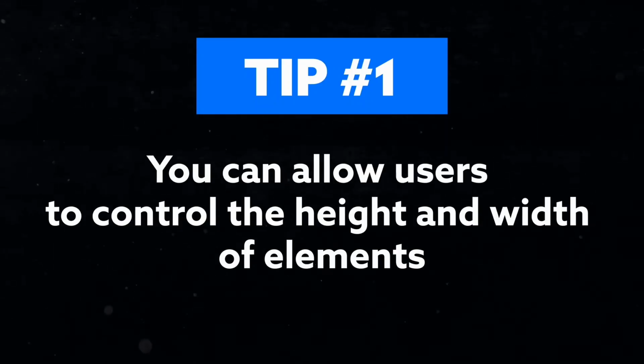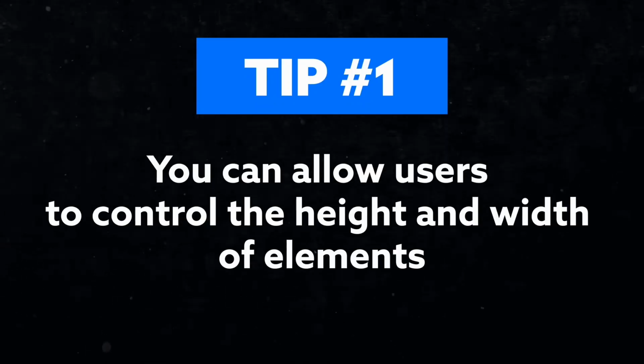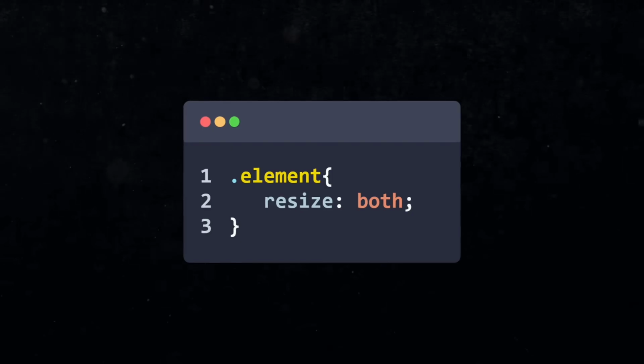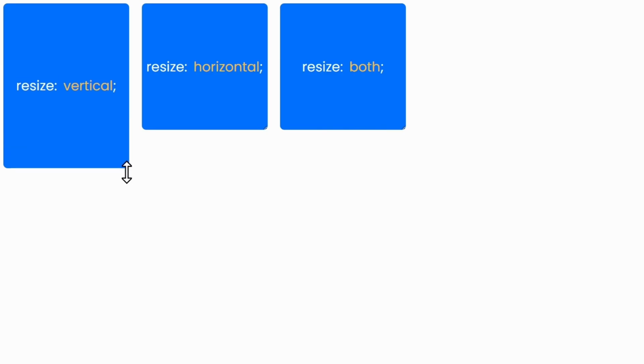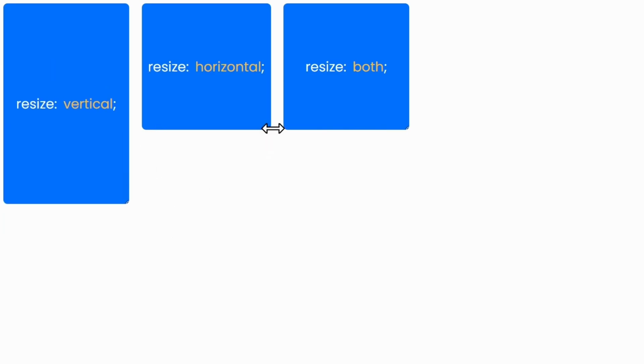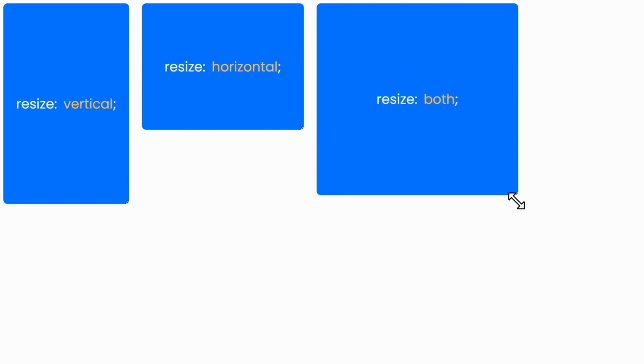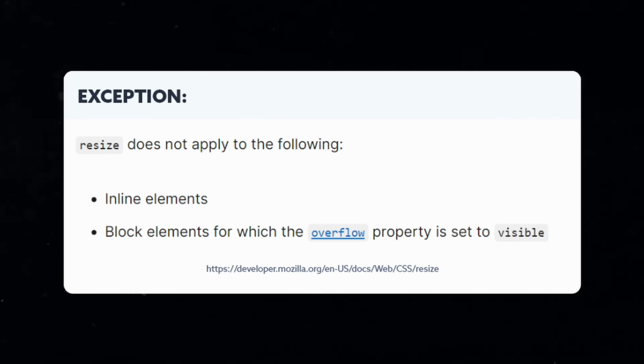Tip number 1. Did you know that you can actually allow the users to control the height and width of your elements? By using the resize property in CSS, you can allow the user to resize the HTML element vertically, horizontally, or both at the same time. This will work for every element that has an overflow of any other than visible.